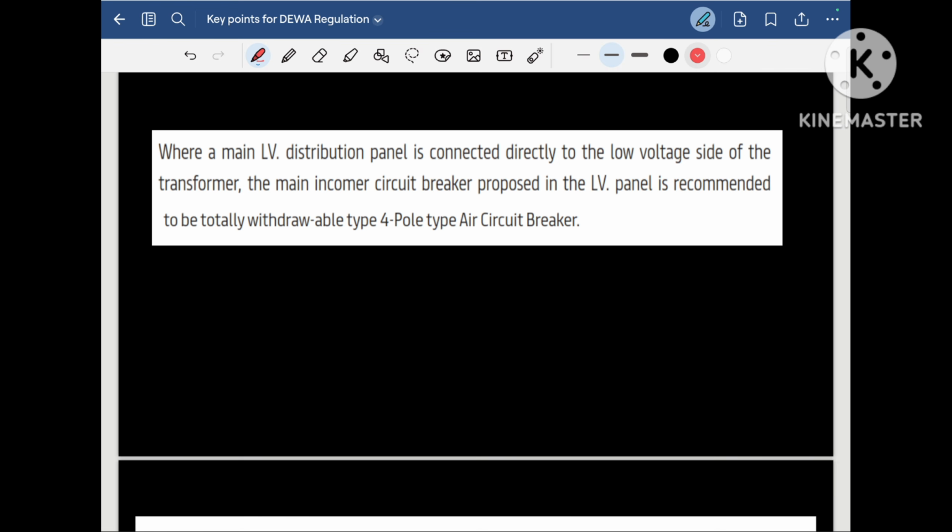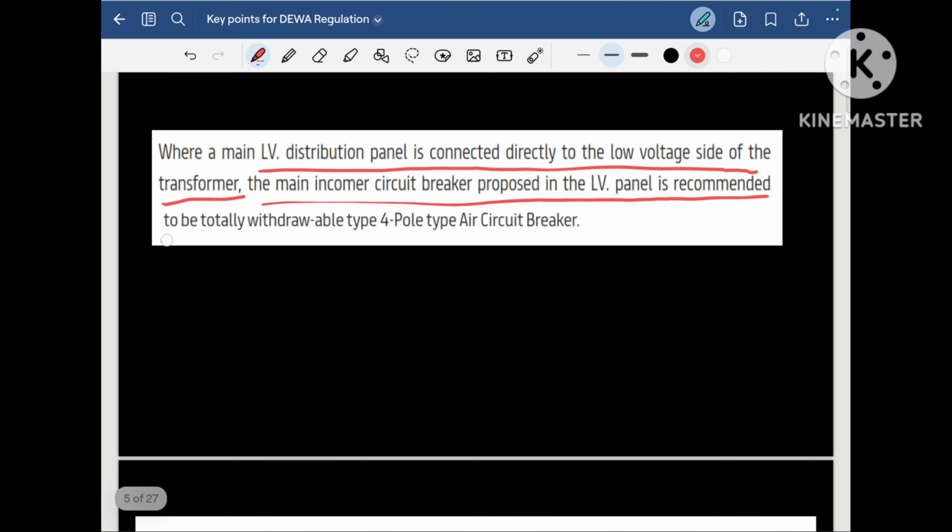The next important point mentioned in DEWA regulation is that whenever the LV distribution panel is connected directly with the low voltage side of the transformer, then the main circuit breaker proposed in the LV panel is recommended to be a totally withdrawable type 4-pole ACB breaker.